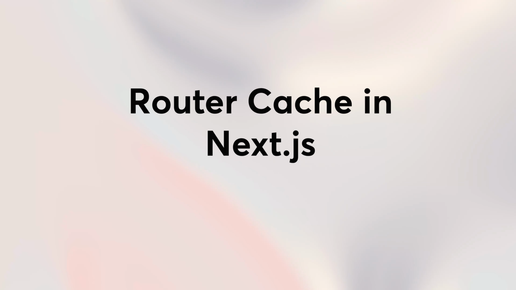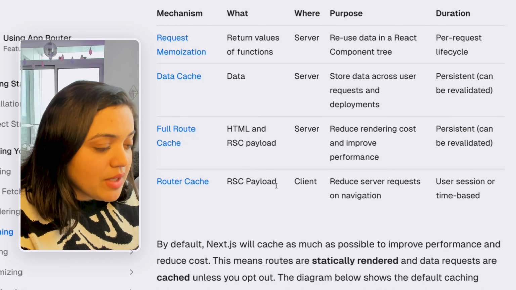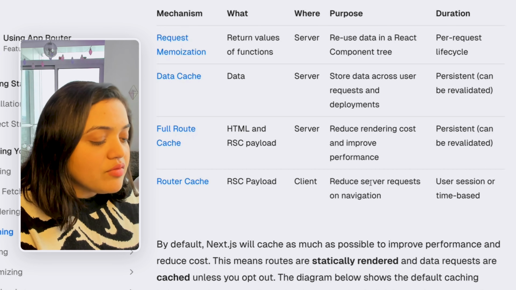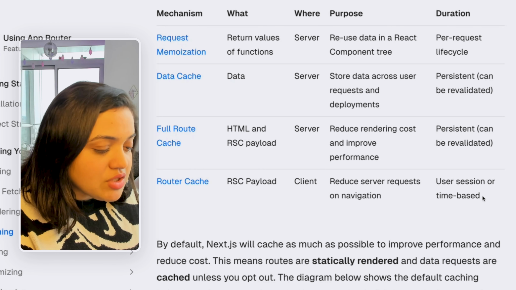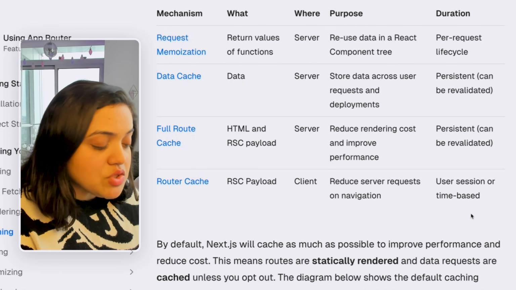The third cache is the router cache. Again, it is the React server components payload. It does happen on the client, which is the browser, and it will reduce server requests on navigation. That's the purpose of this router cache, and it is user session based or time based.